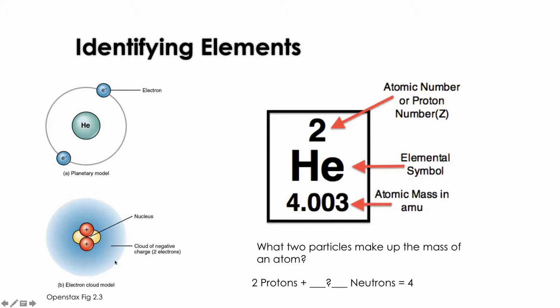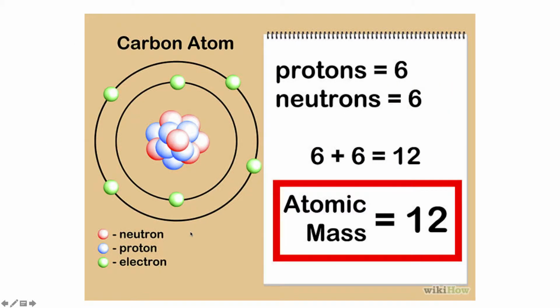So off to the left are different ways in which atoms can be represented. We could have the planetary model, which is kind of like the Earth orbiting the sun, or the electron cloud model. So everywhere in blue are where electrons might exist, but they're constantly circulating the nucleus.